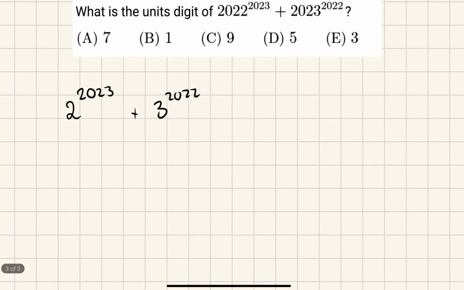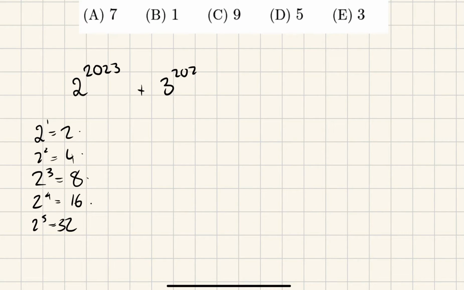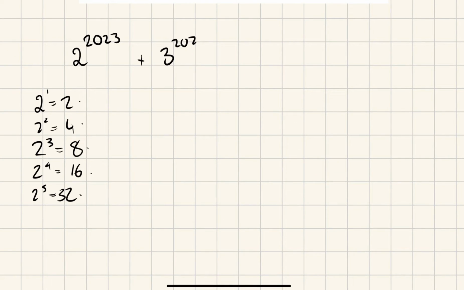Now, let's have a look at powers of 2. So 2 to the 1 is 2. 2 to the 2 is 4. 2 to the 3 is 8. 2 to the 4 is 16. 2 to the 5 is 32. Now notice it goes 2, 4, 8, 6, just looking at the units digit, and 2 to the 6 equals 64. It's going to start the same thing again. So it goes 2, 4, 8, 6, 2, 4, 8, 6, and it keeps doing this forever.